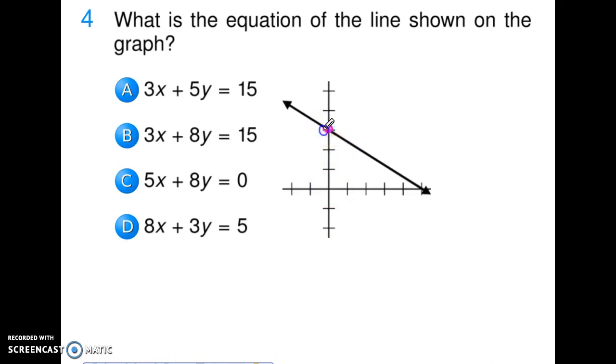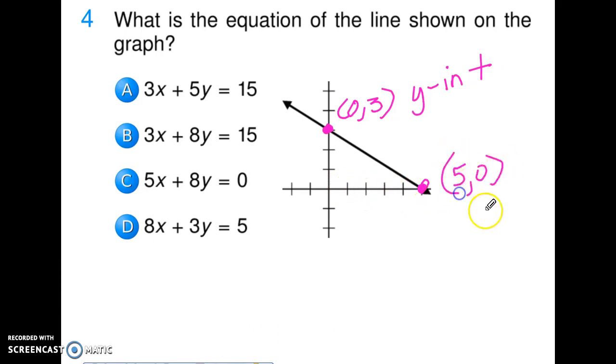First of all, I want to identify this point right here. This point, (0, 3), is the y-intercept. And this point at this place is (5, 0), and it is the x-intercept. Using these 2 points, I can find out what my slope is, and I can write my equation in slope-intercept form. So let's see how we would do that.